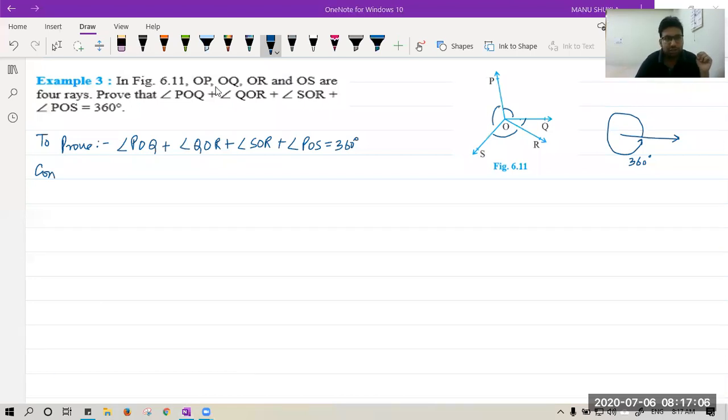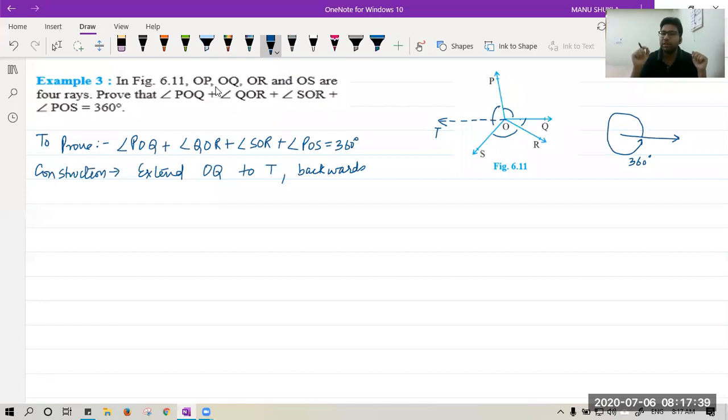Okay. So what is the construction? Construction is: extend OQ. We are doing it on the back side. So extend OQ to, suppose, like this, point T, OQ to T backwards. So this is the construction done by us.